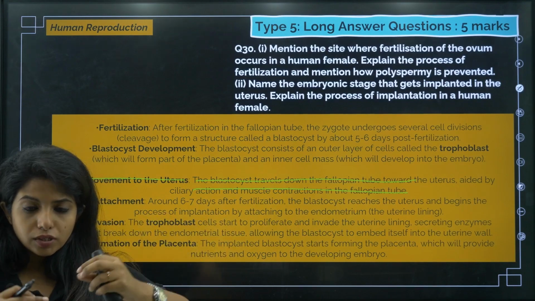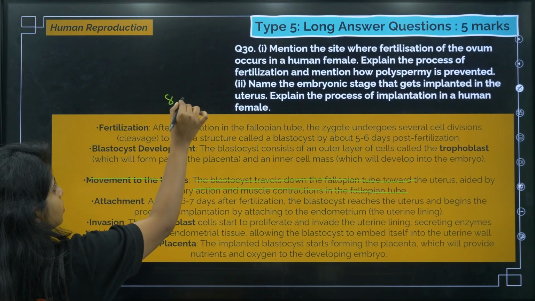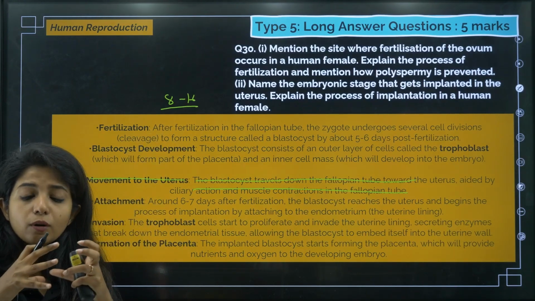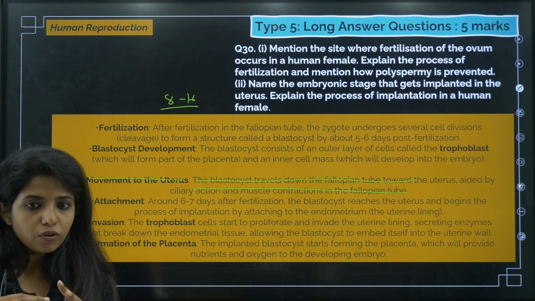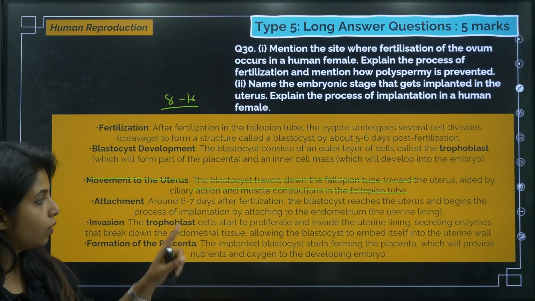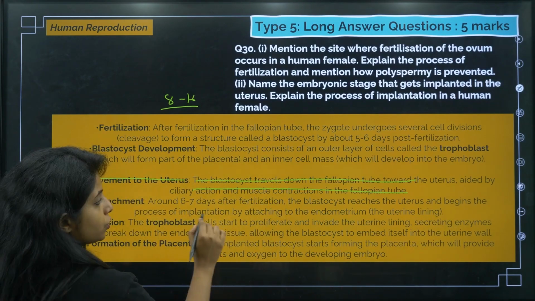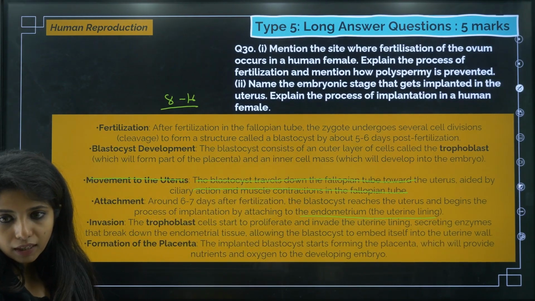So yes, the blastocyst is being formed. The morula is being divided. Morula is when it has 8 to 16 cells. At this point of time, it slowly divides, and that's when it forms the blastocyst. So it is slowly traveling towards the uterus, and now it attaches on these days. What will happen? It begins the process of implantation by attaching to the endometrium, that is the uterine lining.